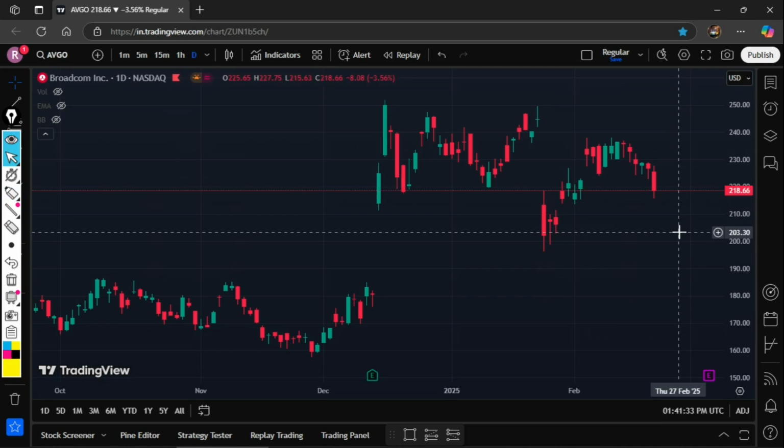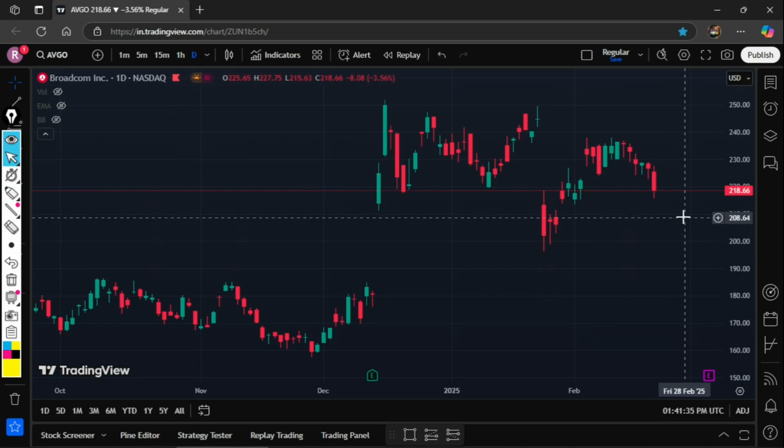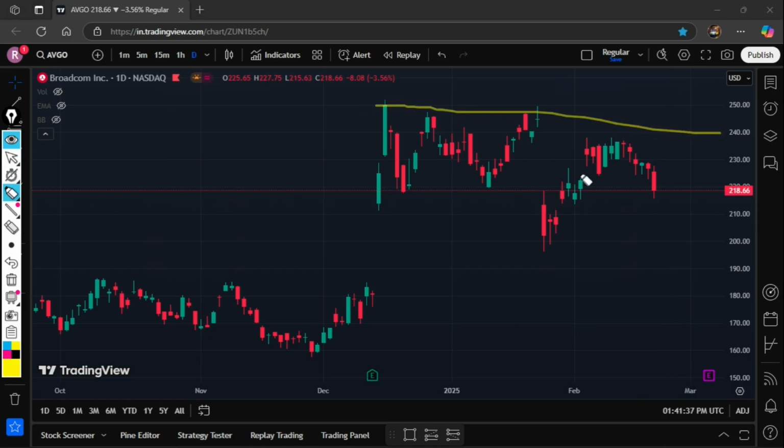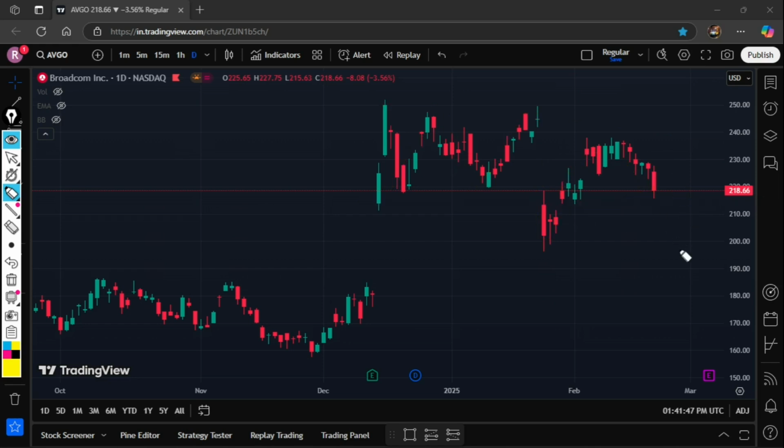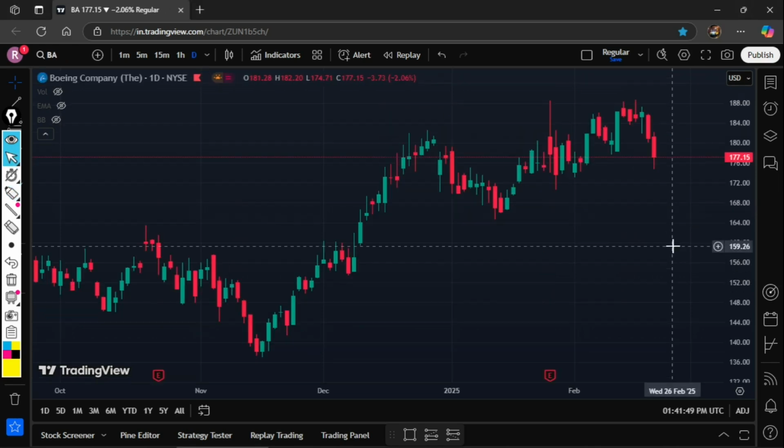Here in AVGO, there is nothing, because as we can see, it is in a choppiness zone here. See, it is trying to make a range here, but after this break, it has continued, so this is the choppiness zone for now, so we will do nothing about it here.